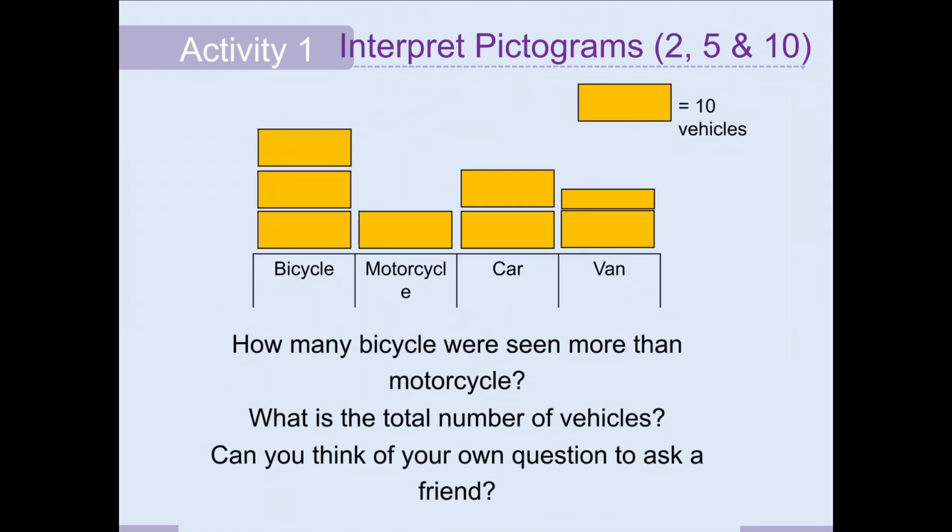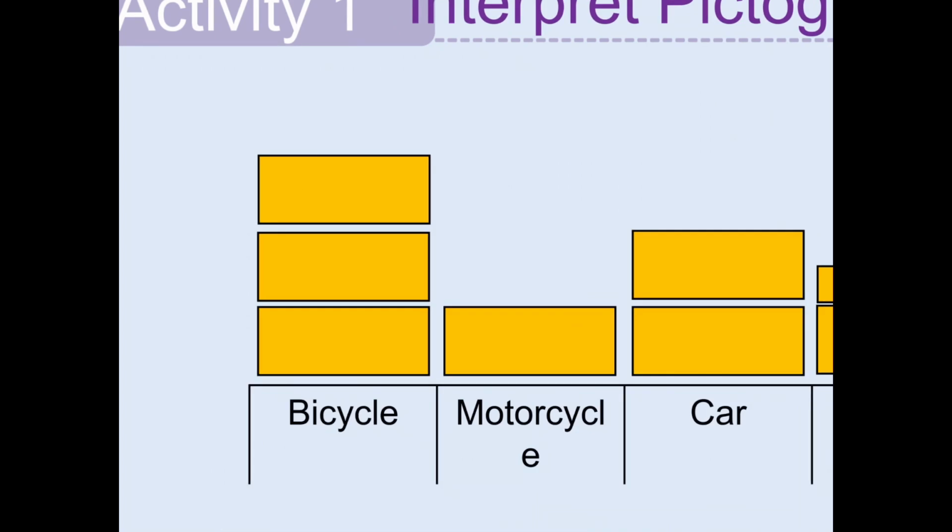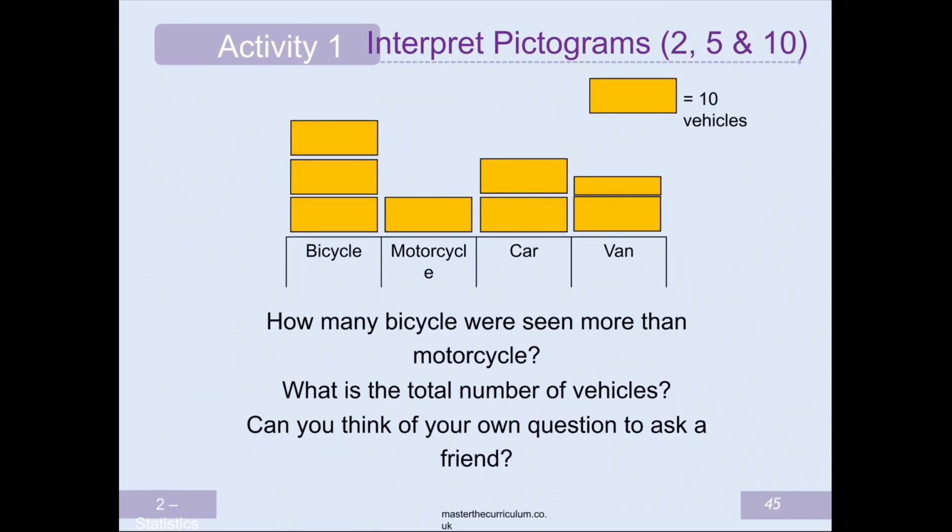How many bicycles were seen more than motorcycles? Let's look at this a bit closer. So we know that there are 10 motorcycles and 30 bicycles. We can see that there are 2 blocks more bicycles than motorcycles. Each block is a 10, 2 lots of 10 makes 20. There are 20 more bicycles than motorcycles. What is the total number of vehicles?